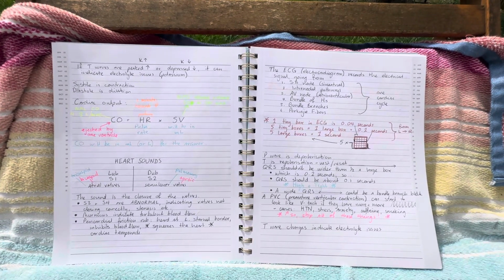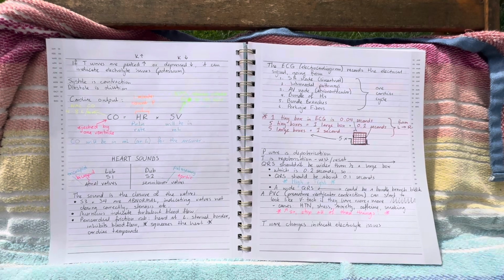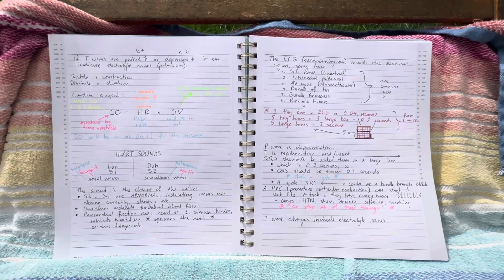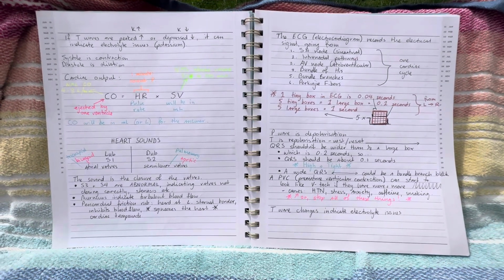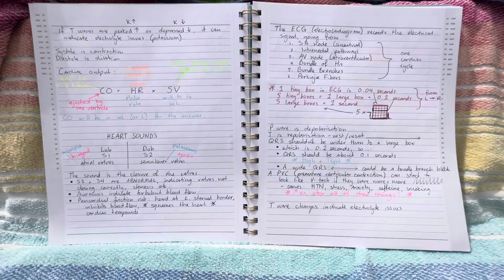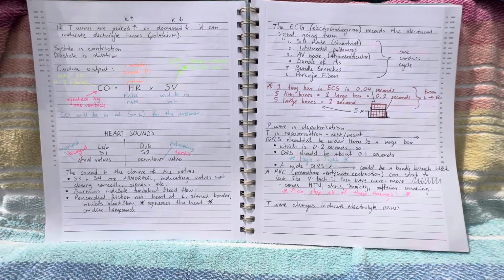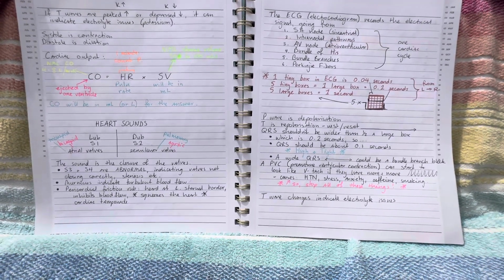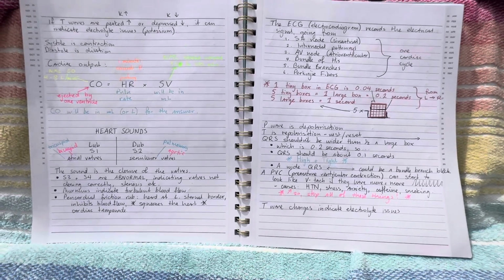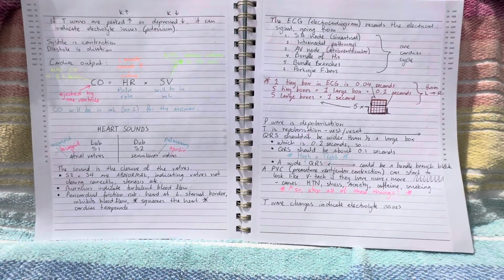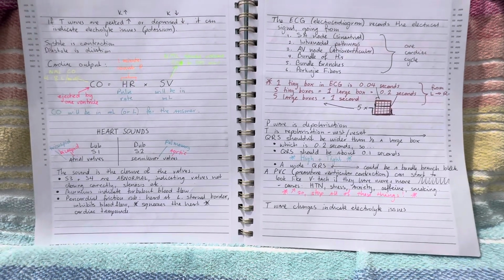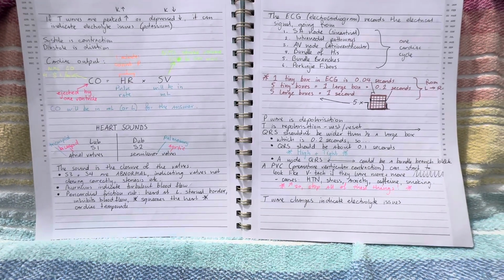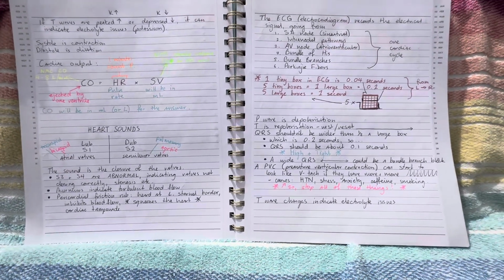The EKG, electrocardiogram, records the electrical signal going from SA node, intranodal pathways, AV node, bundle of His, bundle branches, and Purkinje fibers. It's one cardiac cycle. One tiny box on the ECG is 0.04 seconds. 5 tiny boxes is one large box, and that is 0.2 seconds. 5 large boxes is 1 second. Goes from left to right. The P wave is depolarization. The T is repolarization, rest and reset. The QRS shouldn't be wider than half a large box, which is 0.1 seconds, so the QRS should be about 0.1 seconds. It should be high and tight.